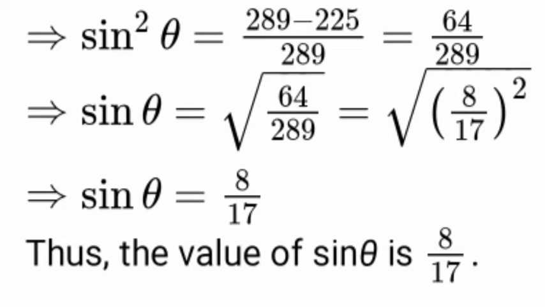So 64 upon 289. Next step, sin theta is equal to root of 64 upon 289, which is equal to... ignore the next step, that is root of (8 upon 17) whole square. Ignore that step. Come down, which is equal to 8 upon 17. That is, root of 64 is 8 and root of 289 is 17. Therefore, sin theta is equal to 8 upon 17.